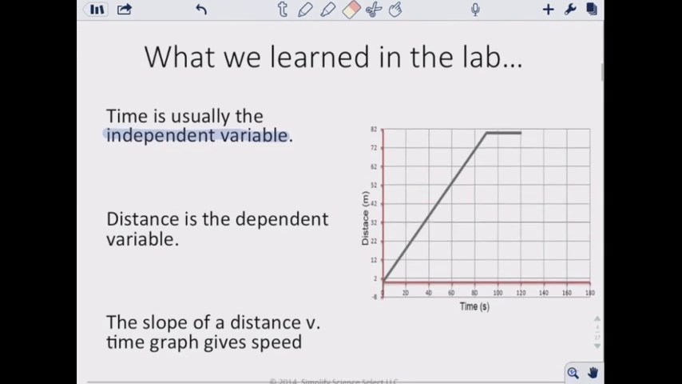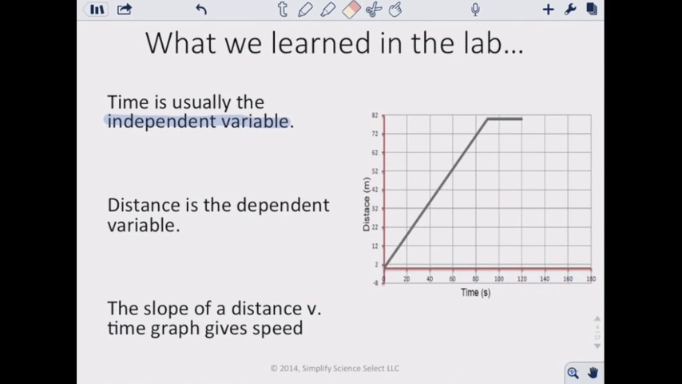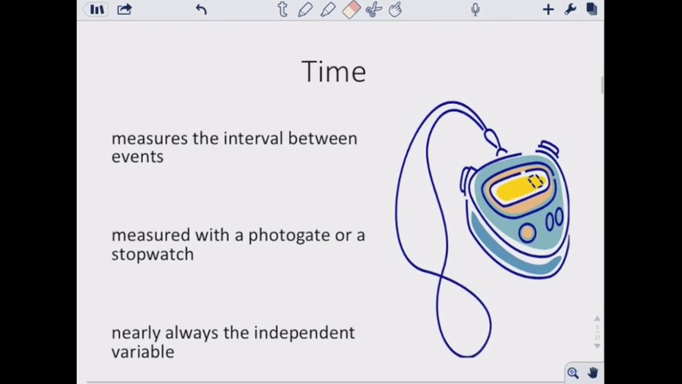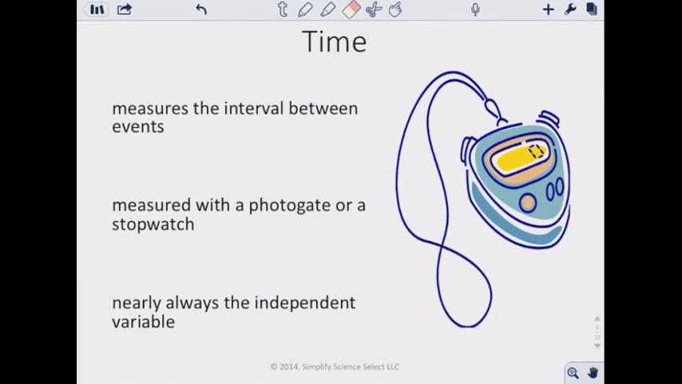What we learned in the lab is that time is usually the independent variable. In this class, it's generally always going to be the independent variable, and distance is the dependent variable. The slope of a distance versus time graph gives a speed, and remember, slope is y2 minus y1 over x2 minus x1. Time measures the intervals between events.